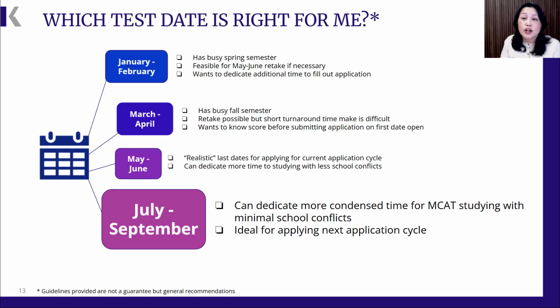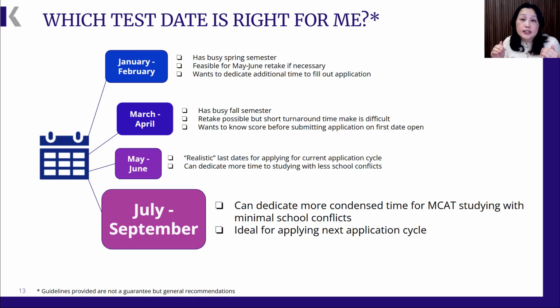And then last up, we've got our July to September test dates. This is really nice for those students who have a very busy fall and spring semester and can only realistically dedicate time to studying for the MCAT once they're out of school for their summer break. This is a lot more feasible for those students who've kind of cleared their summer schedule and they're looking for more focused study time. It's a lot more compressed as well, without a lot of school conflicts in the way.